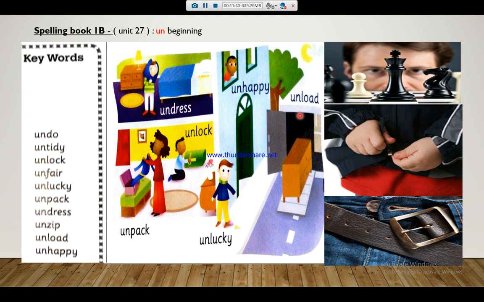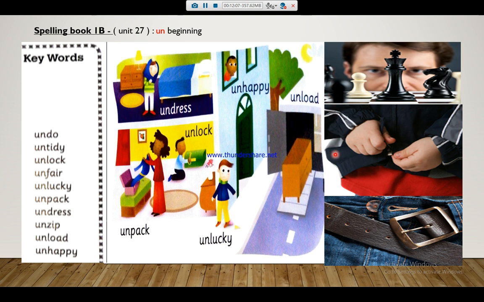So here we have a car and we are getting the load out of the car. We are getting things out of the car, out of the truck. So we unload the truck. So the man is not playing well. He is unfair in his playing. Unfair, which means that he's not fair at all.